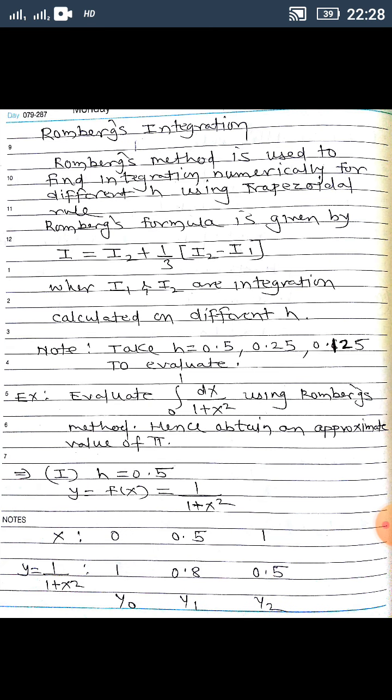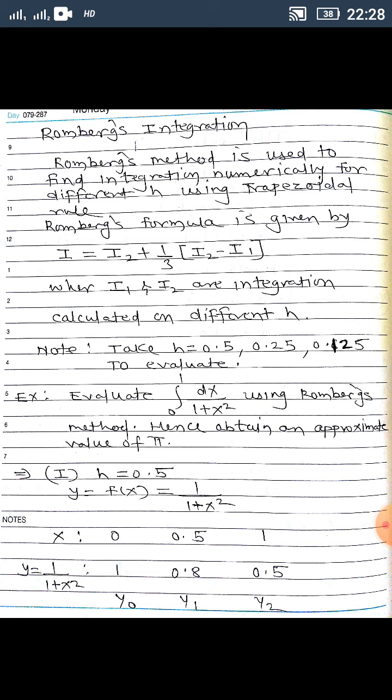Romberg's integration. Romberg's method is used to find the integration numerically for different h using the trapezoidal rule. Romberg's formula is given by I is equal to I2 plus 1 by 3 (I2 minus I1), where I1 and I2 are integrations calculated on different h. Take h is equal to 0.5, 0.25, 0.125 to evaluate.